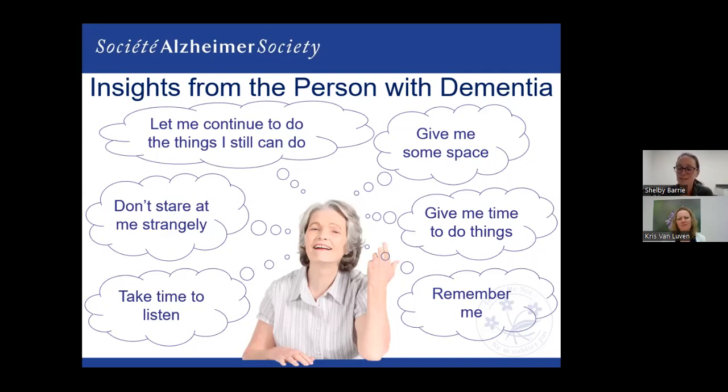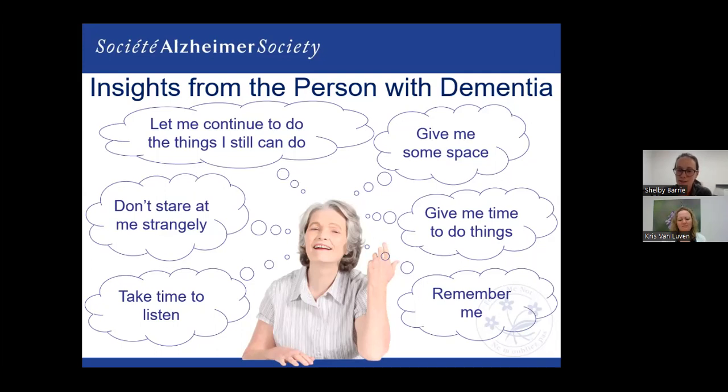Give me some space. We talked about the importance of routine and structure, but sometimes we need to also work in some downtime for the person living with dementia. People living with dementia have shared, there will be times when I need to have a quiet day without a lot of activity or conversation, or I may turn down going to a social setting with a lot of people because it's just too much. Again, the brain needs a break sometimes as well, and they've shared that.